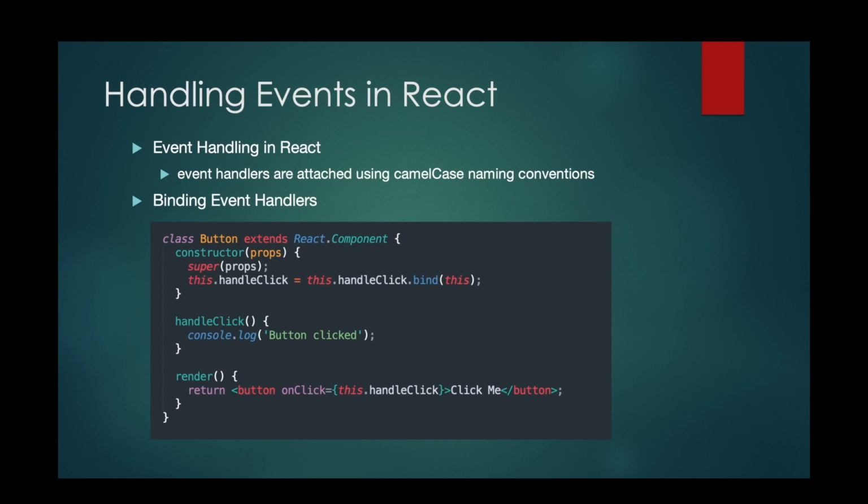Binding event handlers. When using class components in React, it's important to bind event handlers to the component instance. This ensures that this inside the event handler refers to the component instance, allowing you to access the component's methods and state. In this example, the handleClick method is bound to the component instance in the constructor using bind(this). If you look at the fourth line, inside the constructor we are saying this.handleClick equals this.handleClick.bind(this). That's how you bind inside the constructor.